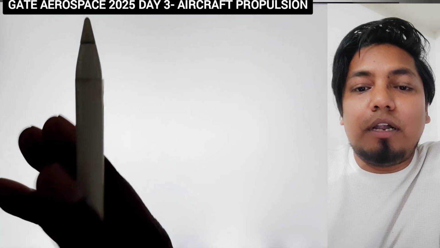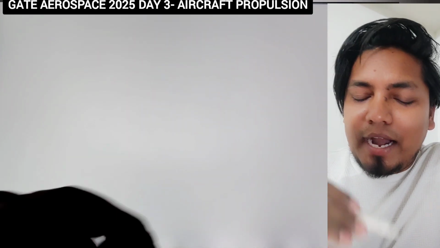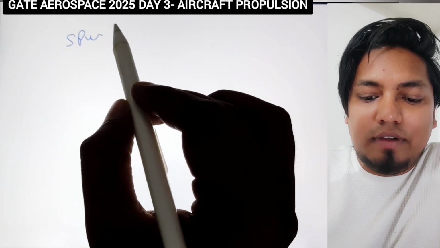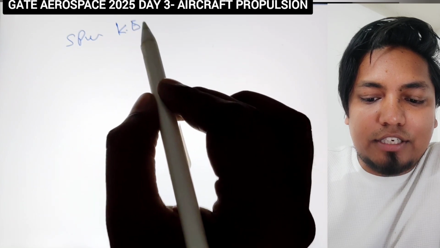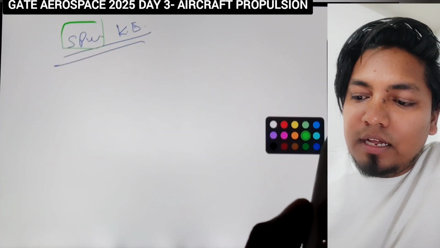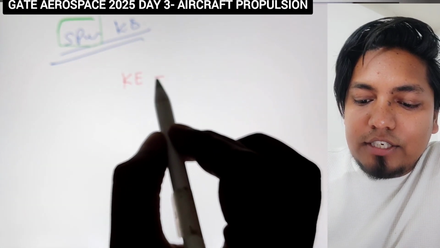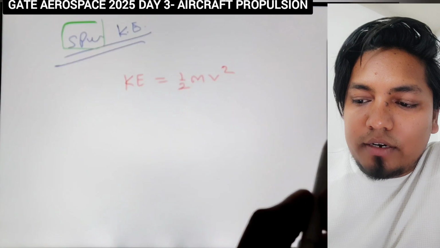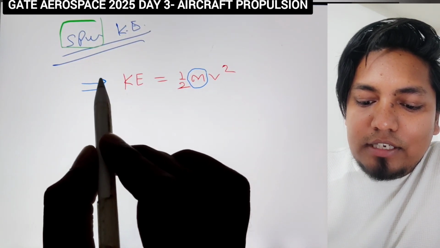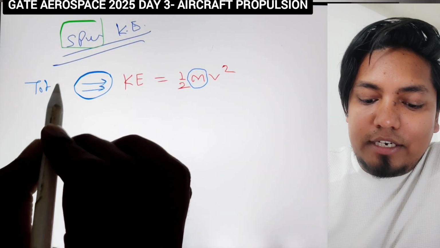Now let's jump to some important properties. You may have heard people say "specific". For example, if I say specific kinetic energy, when the word specific comes into the picture, try to understand what our basic mindset should be. Kinetic energy is half m v square. But because m is present here, this kinetic energy belongs to the entire mass. So it is the total kinetic energy.